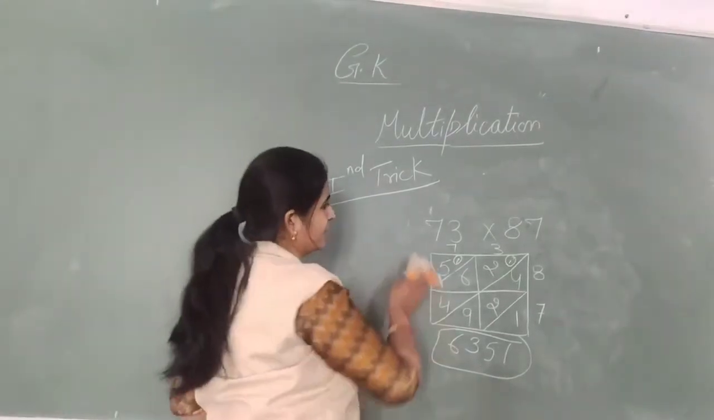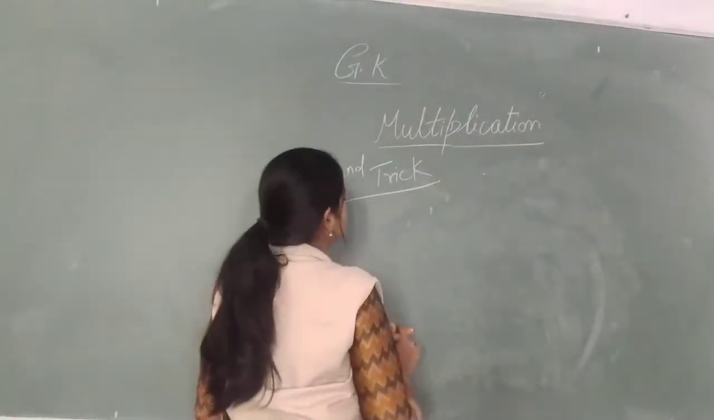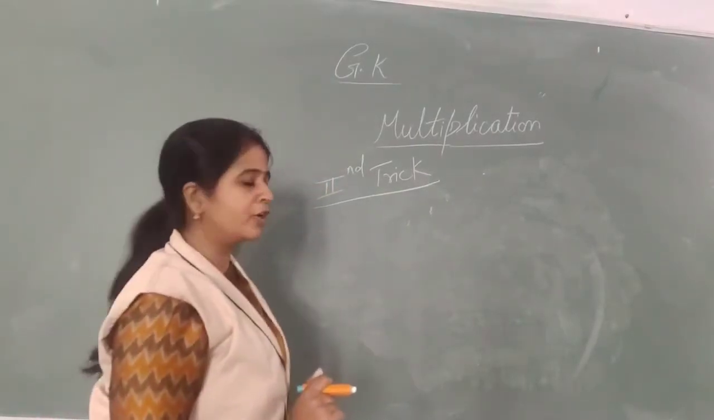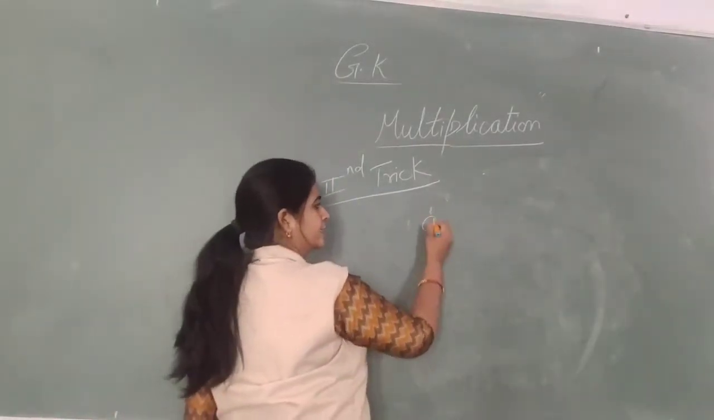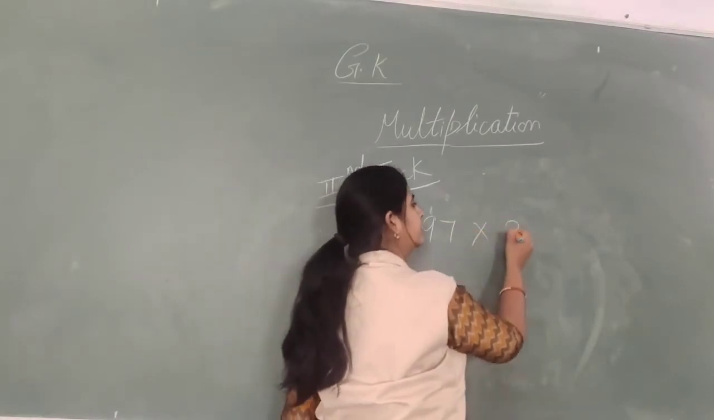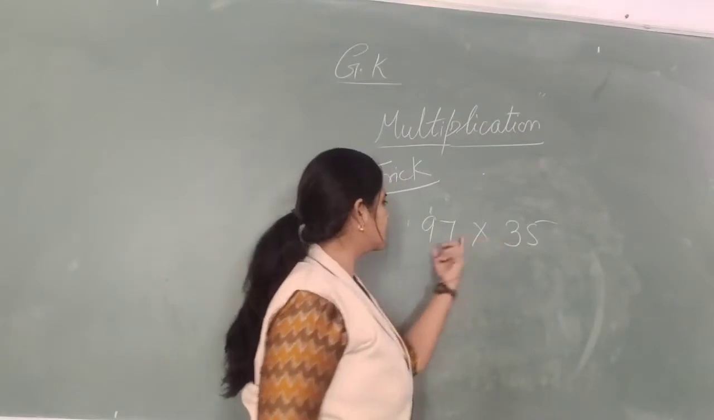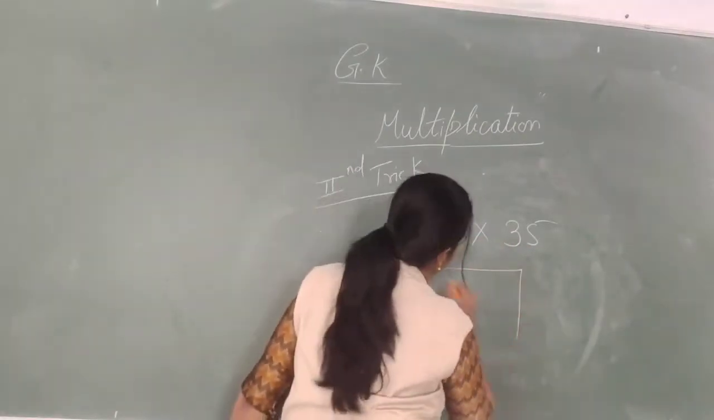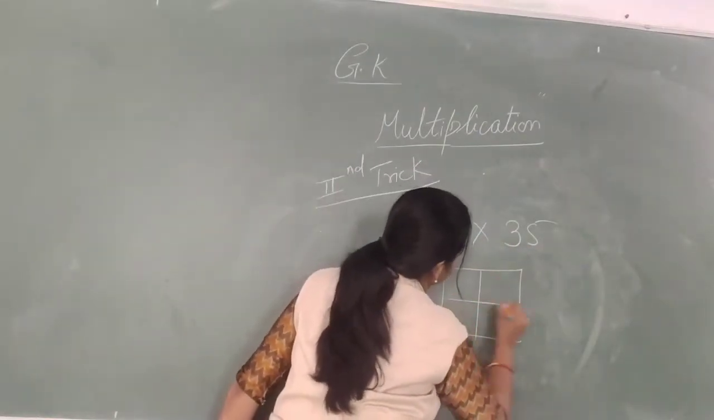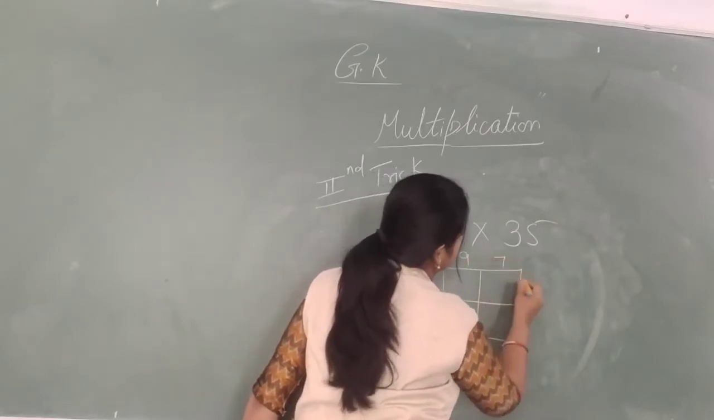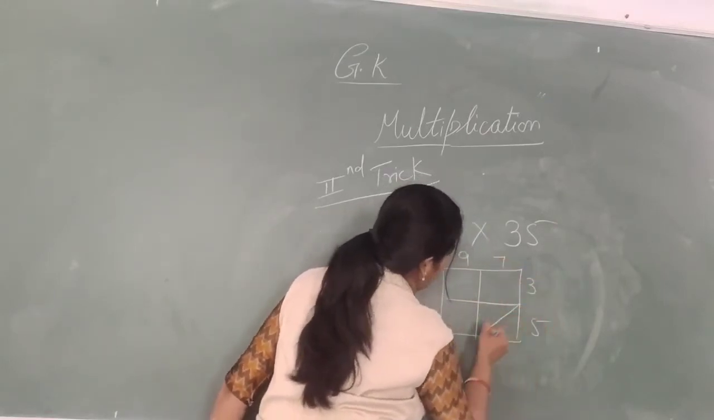Take one more example of this method. Now take one more example for this trick. That is, suppose 97 multiply 35. Again, two numbers are there, two digits are there. So make a block of 2 by 2. 97, 35. Now put diagonals.